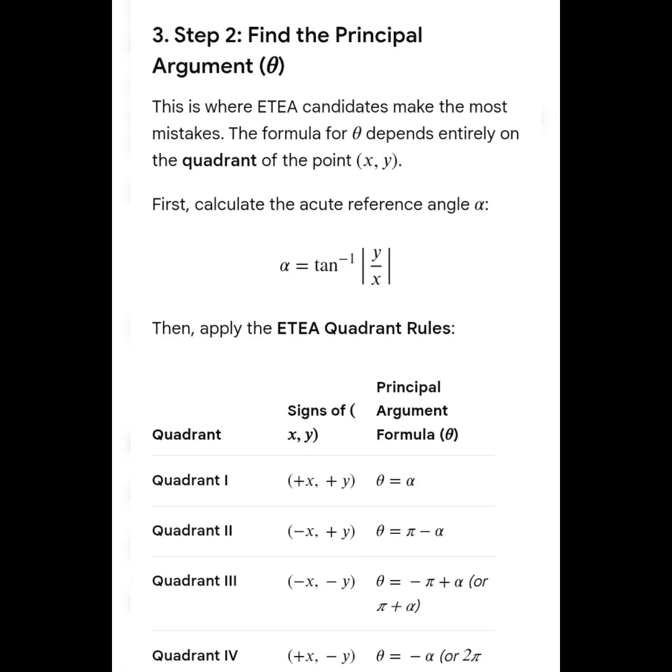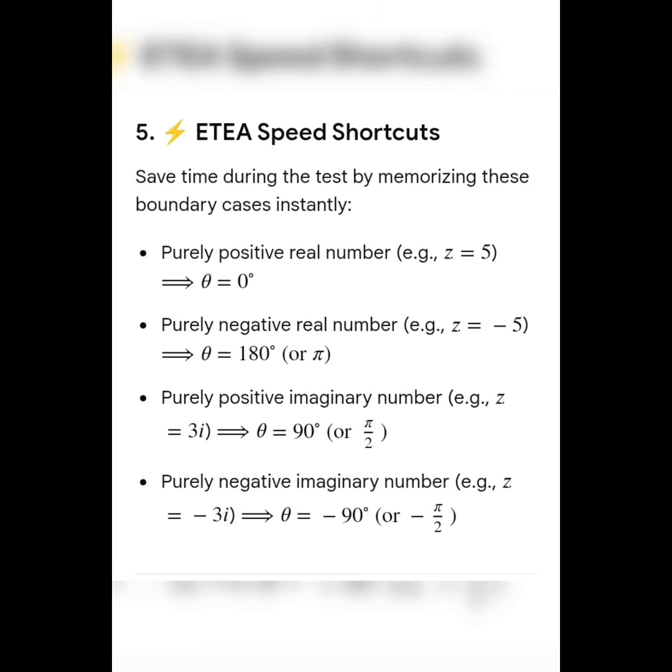These angles can be calculated by using where the complex number lies. Then some shortcuts. If the complex number is a pure positive real number, then theta is equal to 0 degrees. If the complex number is a pure negative real number, then theta is equal to 180 degrees.